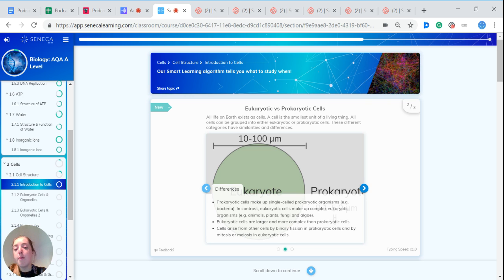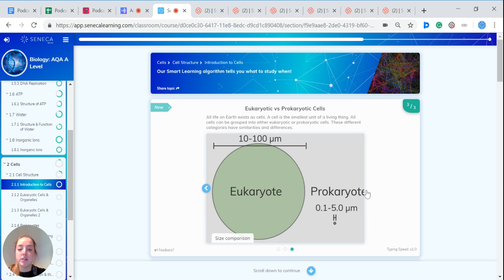Prokaryotic cells make up single-celled prokaryotic organisms, such as bacteria. In contrast, eukaryotic cells make up complex eukaryotic organisms, such as animals, plants, fungi, and algae. Eukaryotic cells are larger and more complex than prokaryotic cells. Cells arise from other cells by binary fission in prokaryotic cells and by mitosis or meiosis in eukaryotic cells.